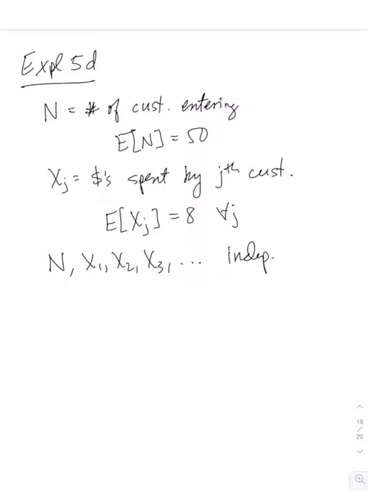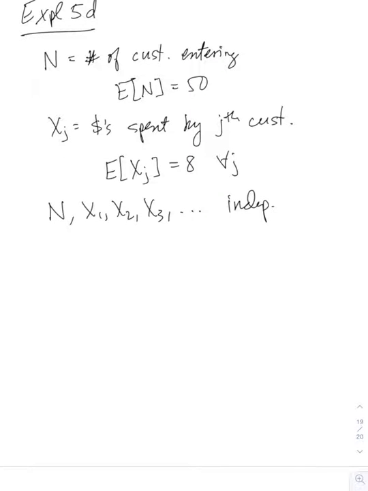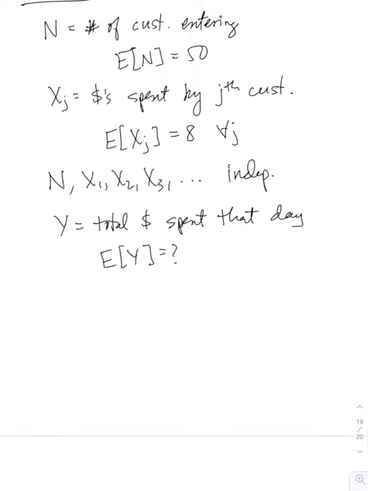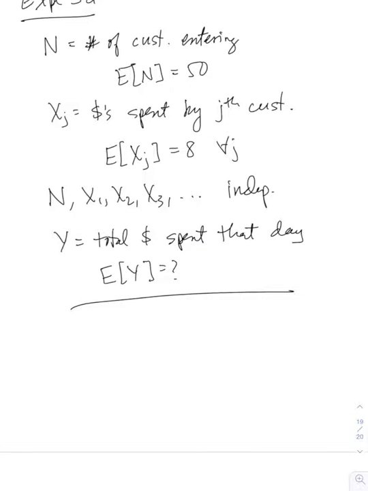Okay? And what do we want to know? What is the expected amount of money spent in the store on a given day? So let's say Y is the total money spent that day, and we want to know the expected value of Y. Y is the total spent, so we're going to add up the amount spent by all of the customers that enter, but there are capital N customers, and I'm adding that up.